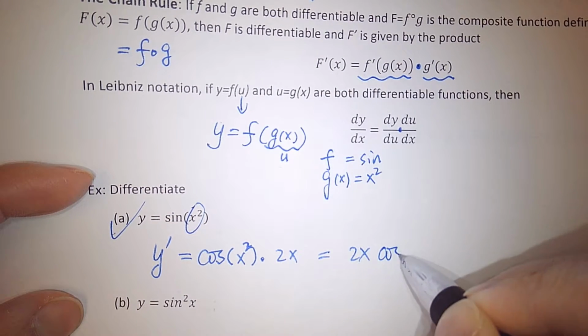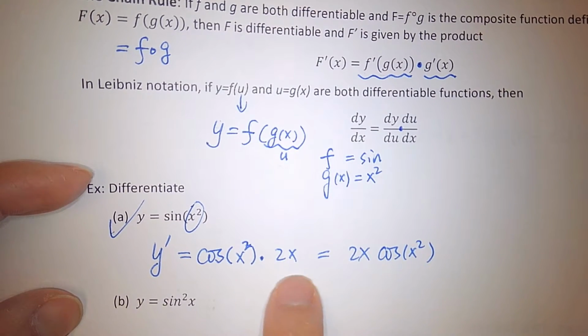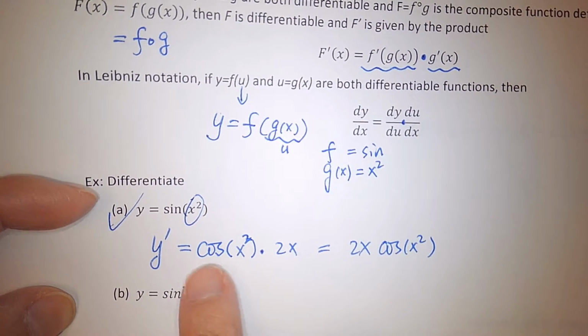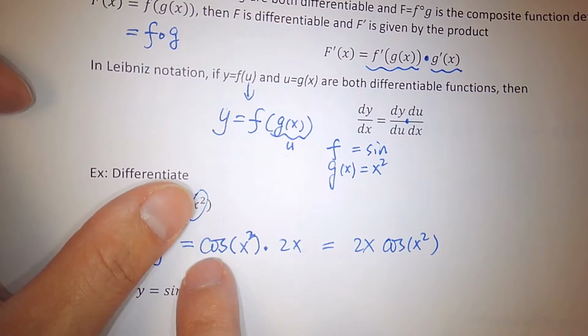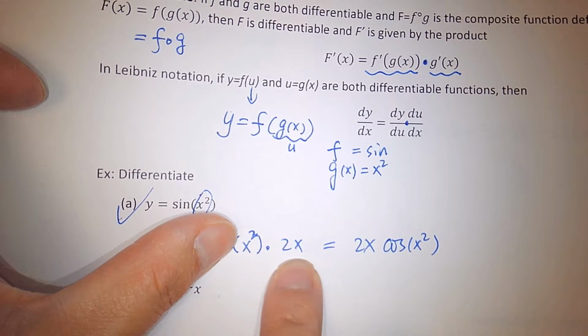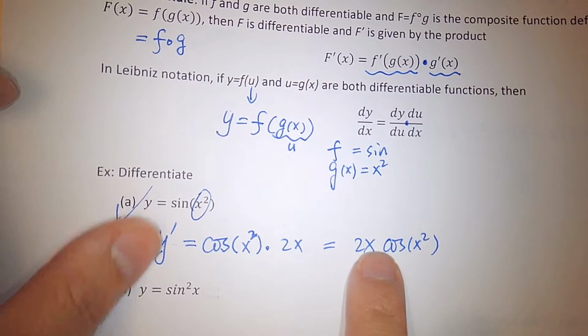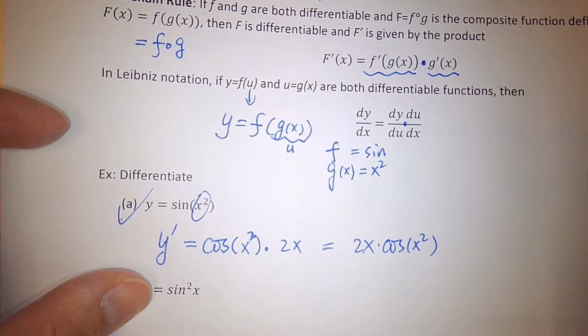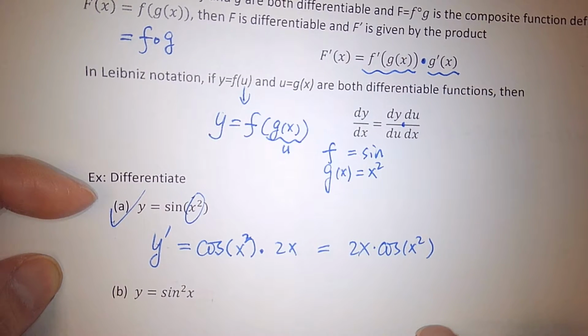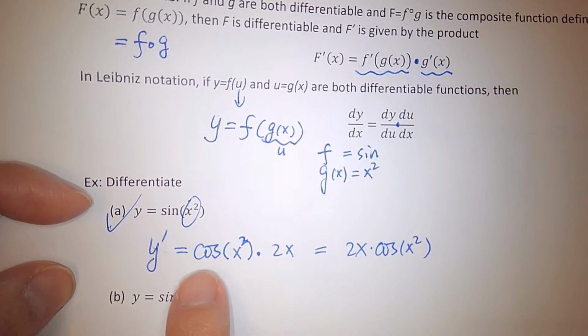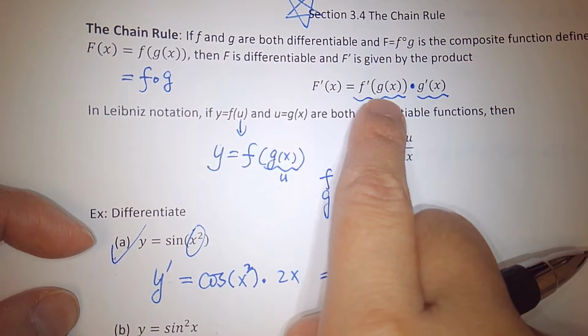Or you can write 2x times cosine of x squared. The reason why we write the 2x in front of the cosine is because I don't want you guys to have an impression that this is cosine of x squared times 2x. No, it is 2x times cosine of x squared, okay? Does it make sense? Okay, so this is by the regular definition of the chain rule.